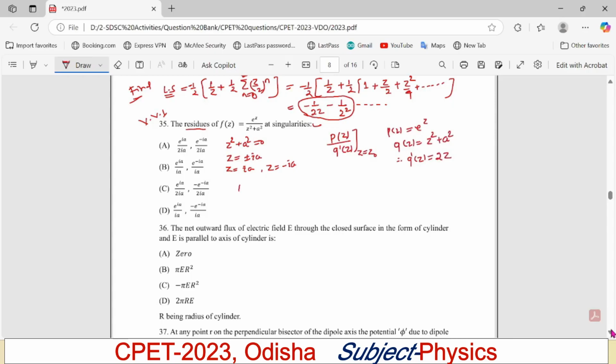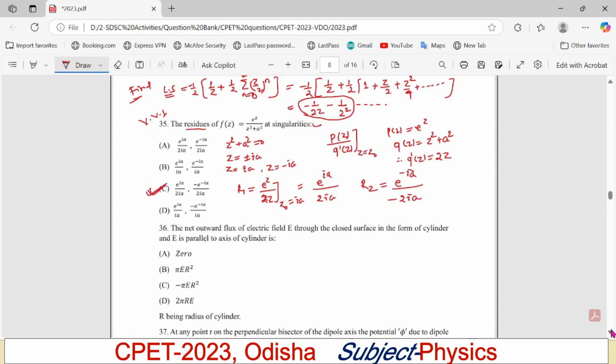Now the residues. The first residue, if I calculate, p of z is e to the power z by q dash z, that is 2z, at z0 equal to ia. So the first residue will be e to the power ia by 2ia. Likewise the second residue will be e to the power minus ia by minus 2ia. What are the two options that are correct? This one, option C. Sorry, what is the option here? Option C is the correct answer.